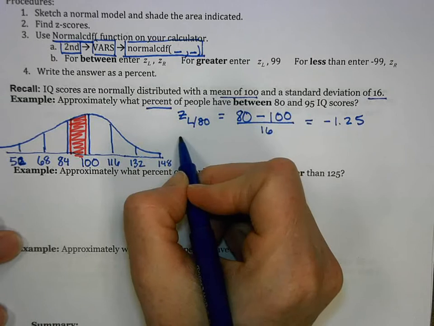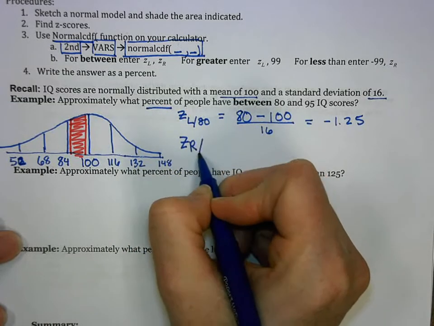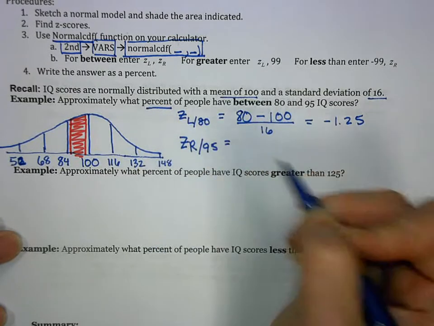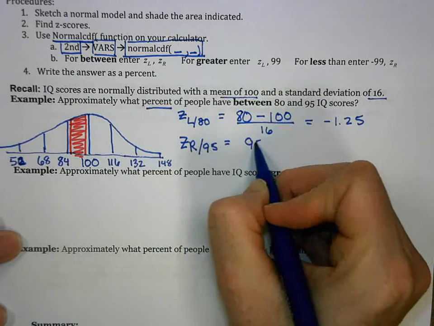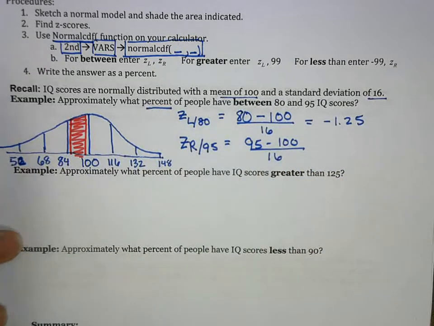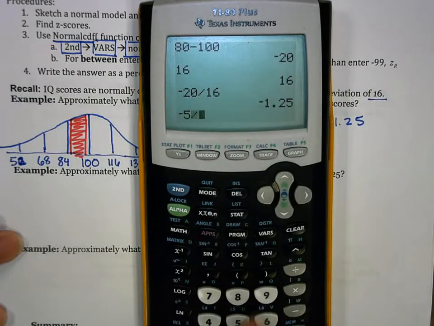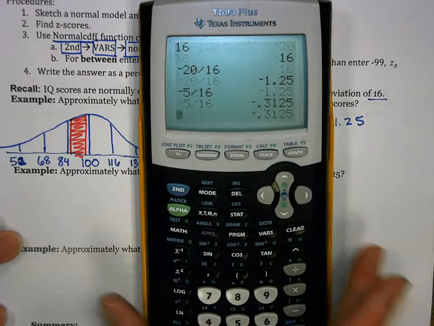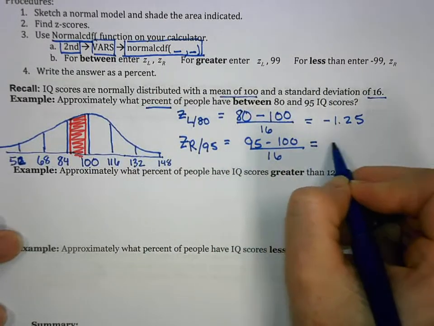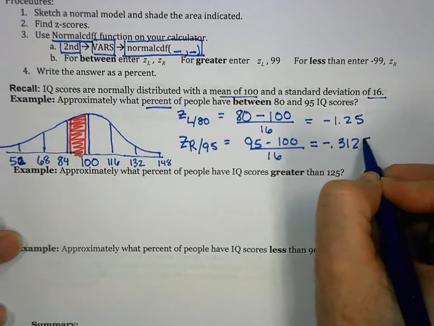Now let's figure out the other one, the z-score on the right, of 95. It's 95 minus 100 over 16. We can do that in our calculator: negative 5 divided by 16, because 95 minus 100 is negative 5, and we get negative 0.3125.